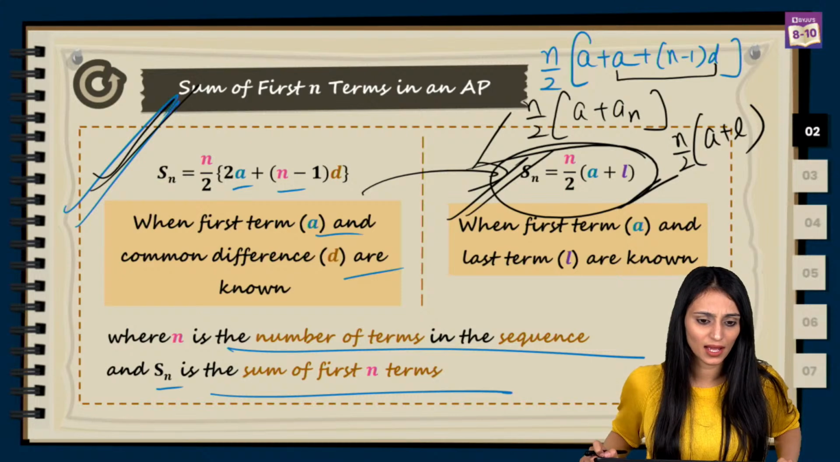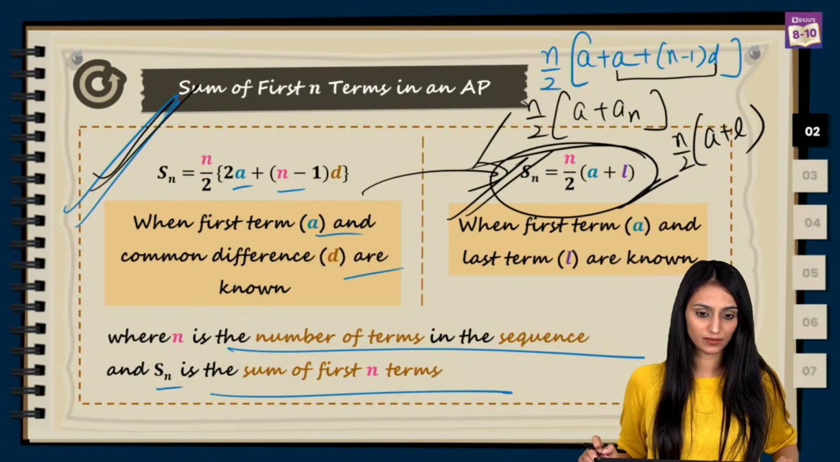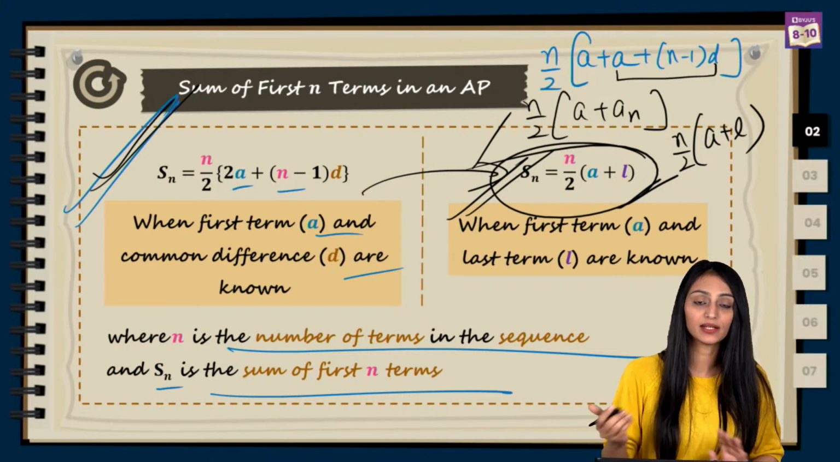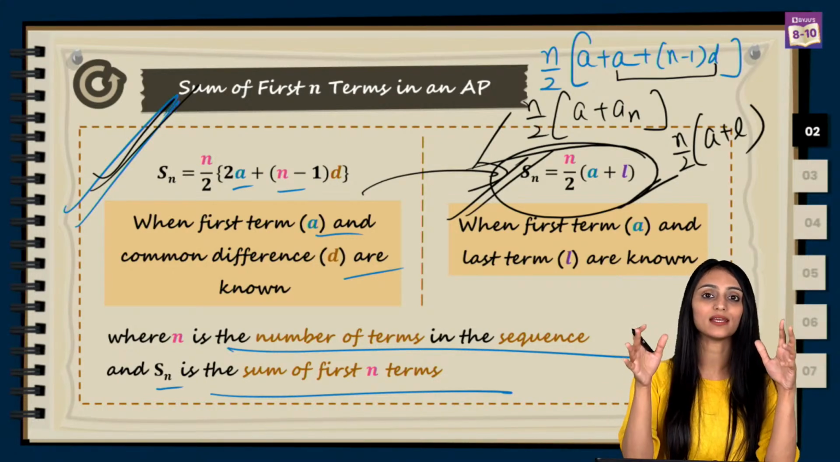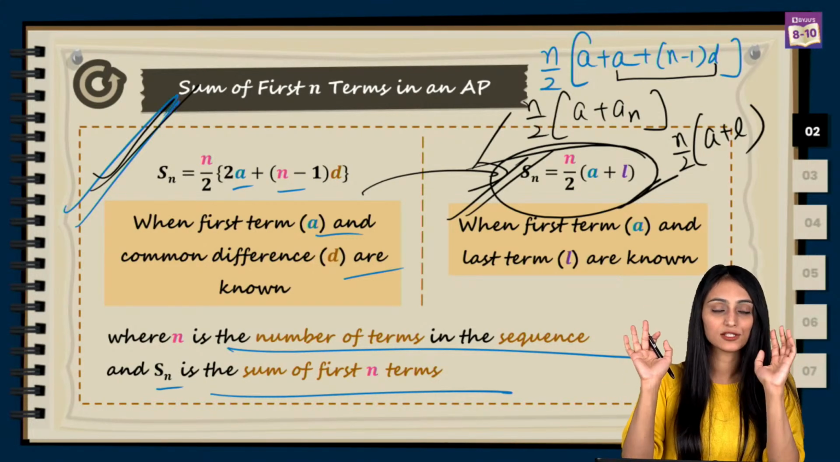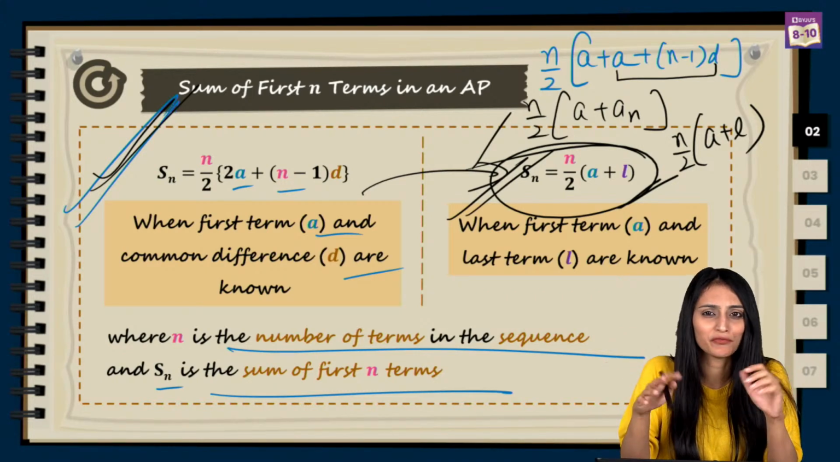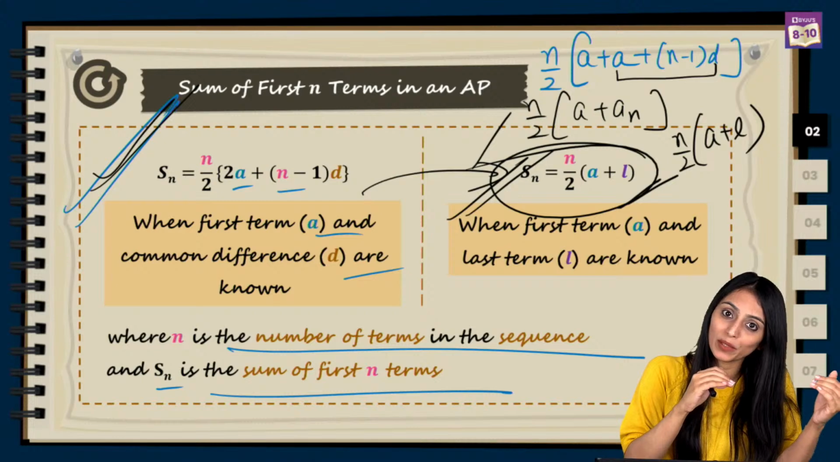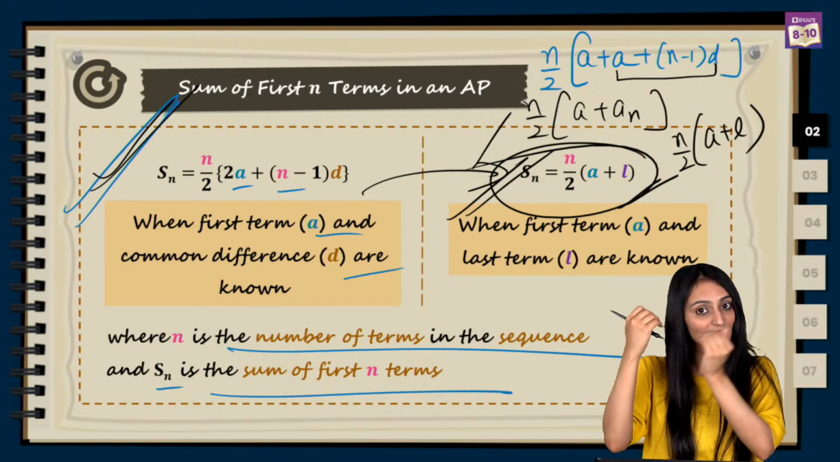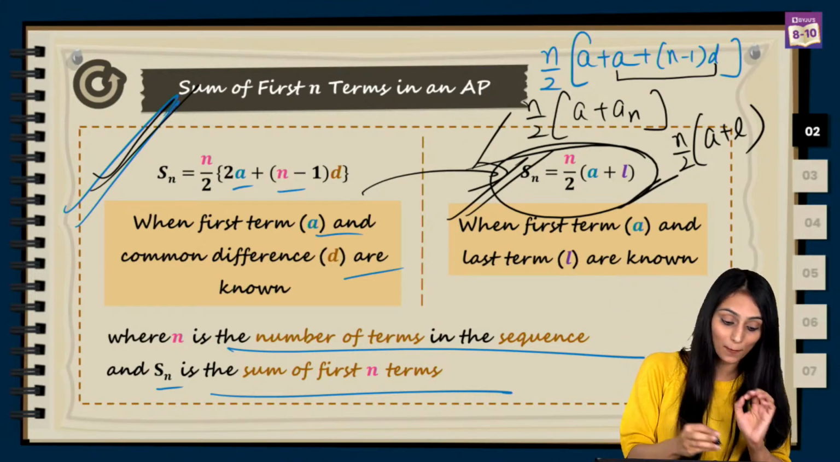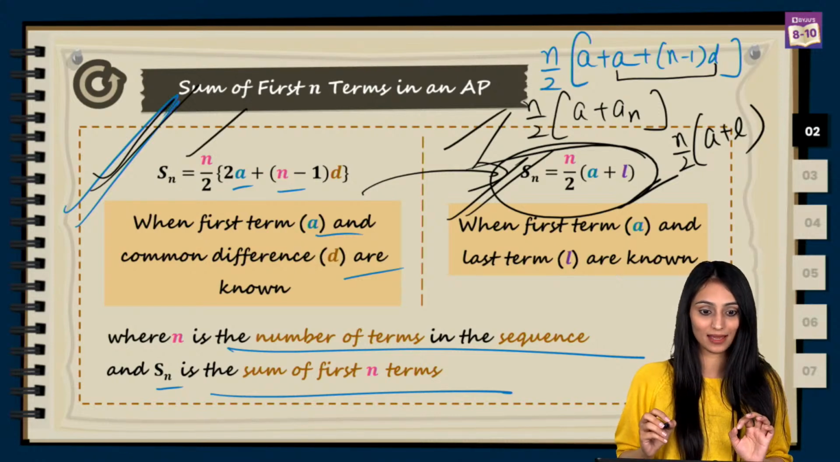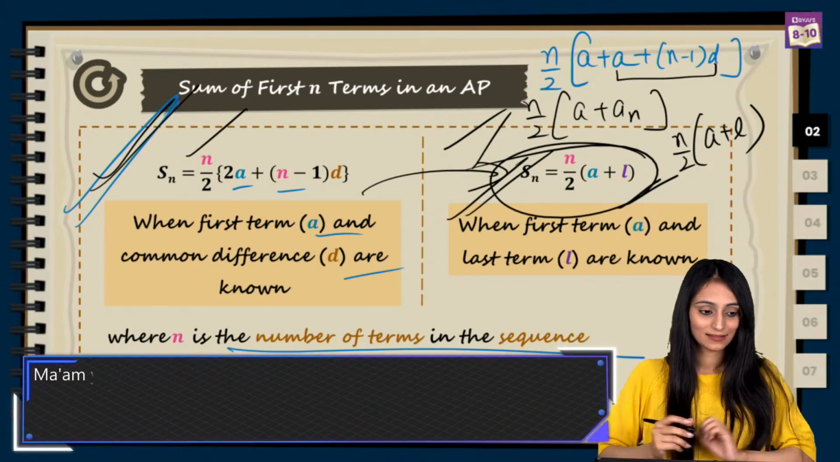Ma'am, if n and l value is not given, what to do? If n and l are not given, see, understand this thing. Let's suppose n is not given, l is not given. Some other information would be given in the question, right? Question will not be formed just like that. Using that information, you will be finding out some value so that you can apply any of these formulas at the end.